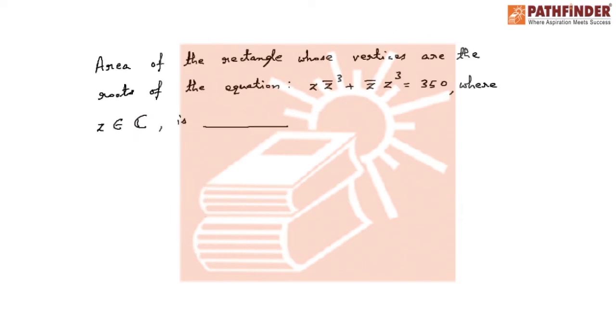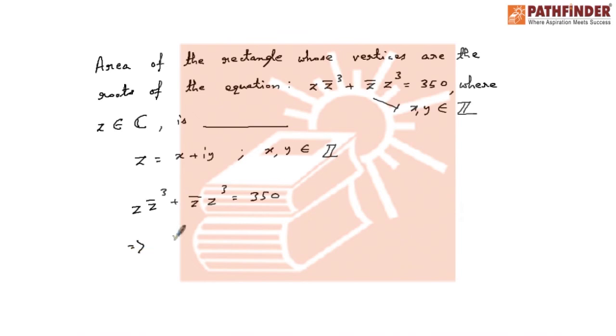Next question, area of the rectangle whose vertices are the roots of the equation z bar cube plus z bar z cube equal to 350, where z is a complex number, is given by. Now here z equal to x plus iy, x and y are integers, as was actually mentioned in this problem, that the real part and imaginary part of z were integers. So z bar cube plus z bar z cube equal to 350, but we know that z z bar is mod z square, so we can take the mod z square common outside, leaving us with z bar square plus z square over here, which is equal to 350.